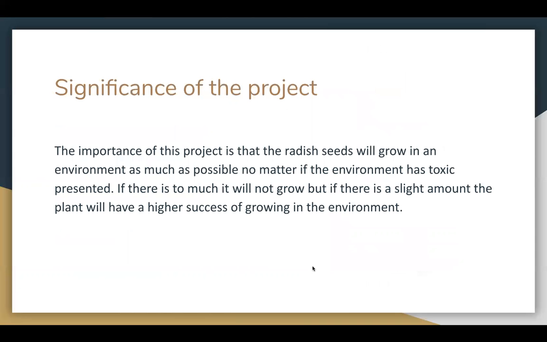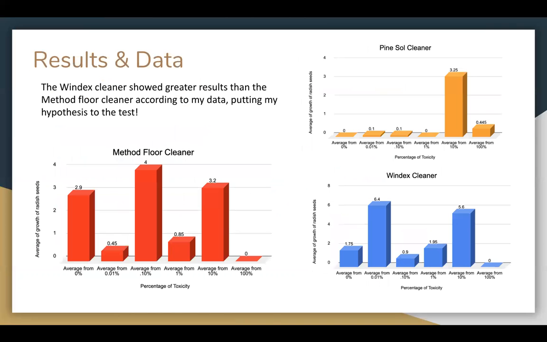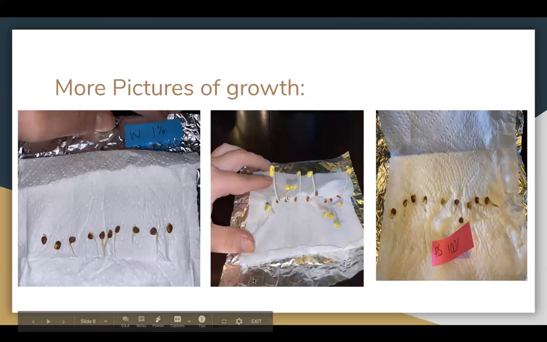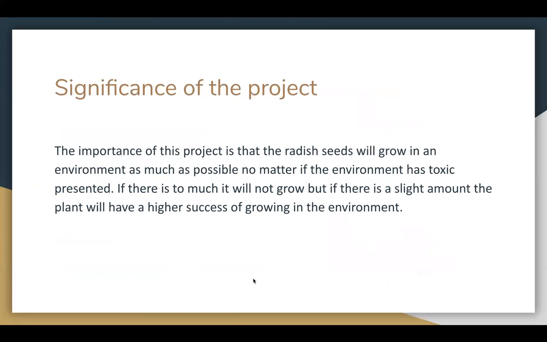The significance of my project was that radish seeds will grow in the environment as much as they possibly can. Obviously, if you look at my results, very rarely did we have any growth in the 100% toxicity environment. So they won't grow in a toxic environment. Not to say that they won't entirely. You might see some growth happening because the plants are very resilient, and because of that water dilution, it's gonna germinate and have some kind of growth. But however, it's not gonna grow as much in a toxic environment as we saw in the results.